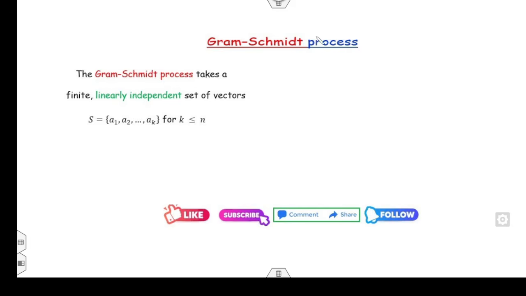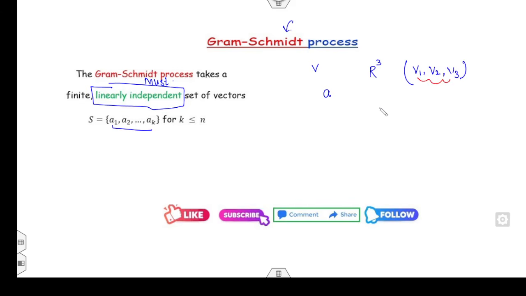Another concept: whenever you want to apply the Gram-Schmidt process, the first thing is that whatever vectors you have, let's say a1, a2, ..., ak, all must be linearly independent (LI). For example, if you have R3, then you have three vectors v1, v2 and v3. Out of these three vectors, let us assume only v1 and v2 are LI. Then you can extend it.